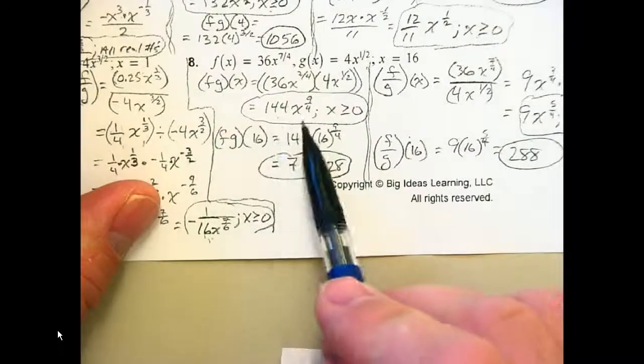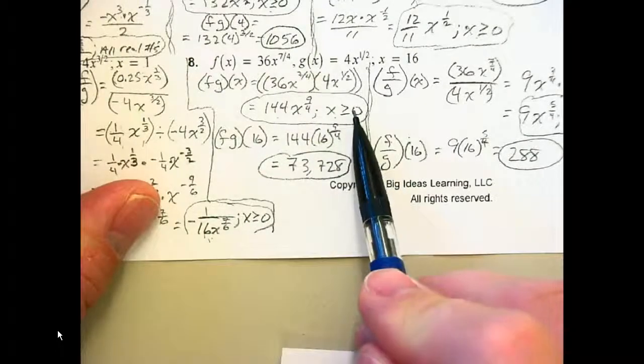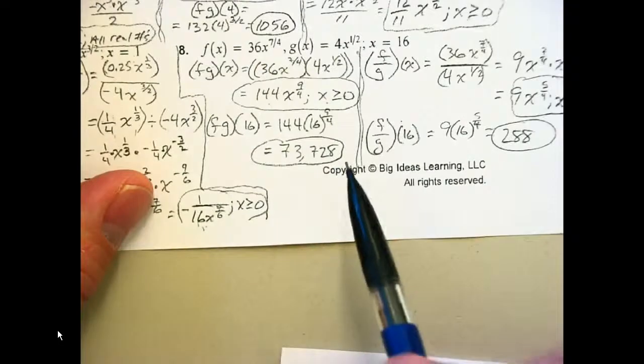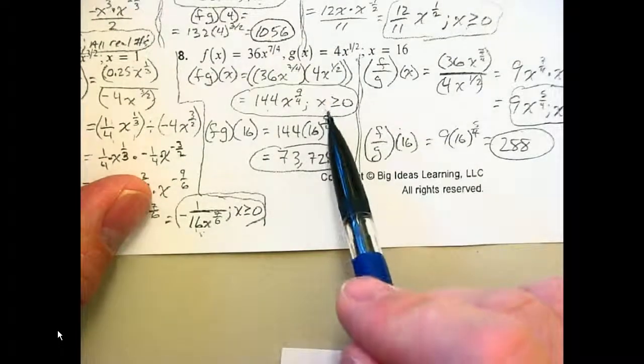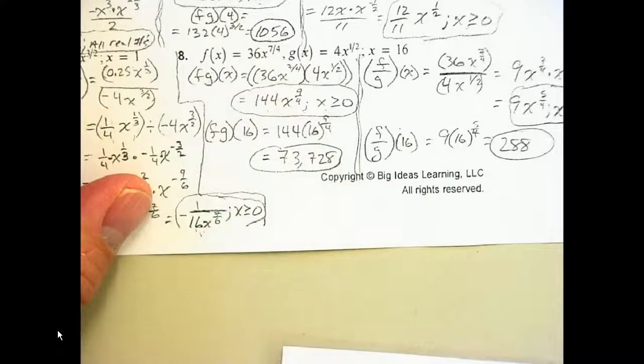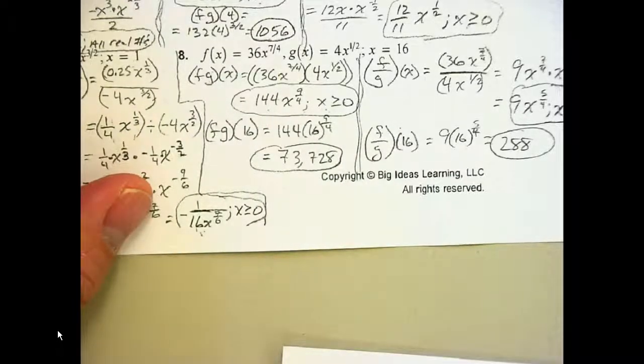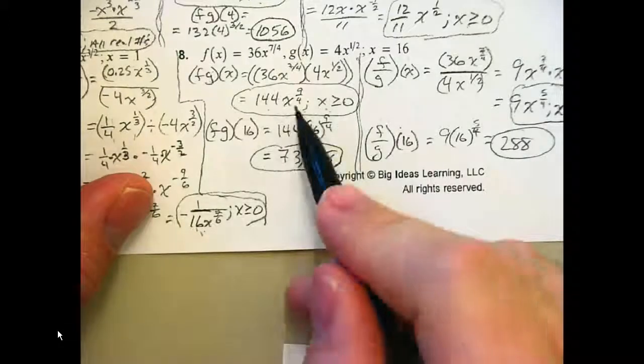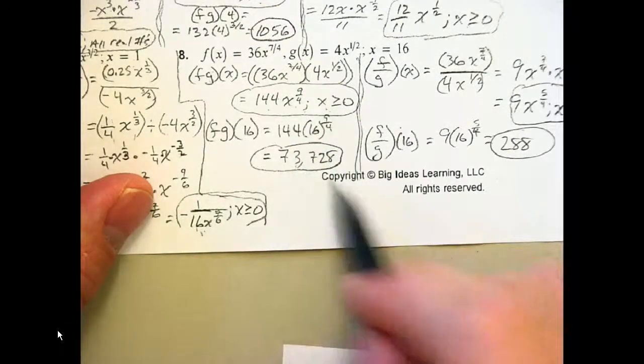The last one, number 8. 144x to the 9/4. X has to be greater than or equal to 0. Tell your neighbor why. Okay, volunteer, why? Rory? Even root. Very good. And you get 73,728.